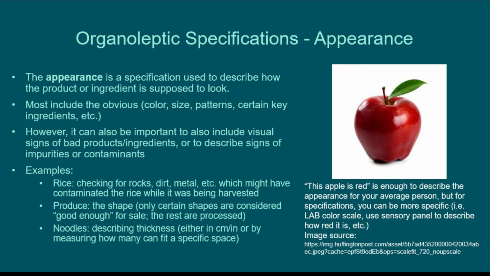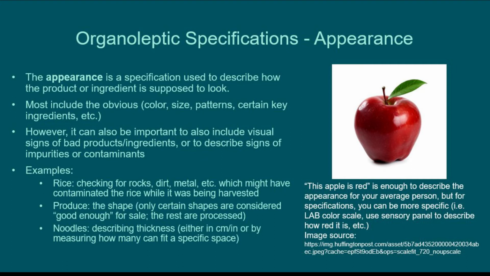Let's talk more about the specifications themselves. One of the first things you can describe about the product in terms of its specifications is its appearance. The most common application for this is identifying what makes an ingredient good for use. For example, rice would be a very important raw ingredient for a lot of manufacturing processes. When checking each shipment of rice before using it in production, people will check for the level of contamination inside it. People don't want bugs, dirt, or rocks in their rice.